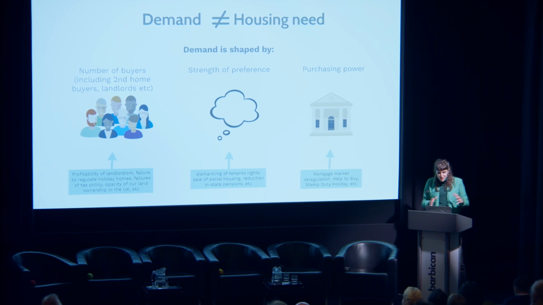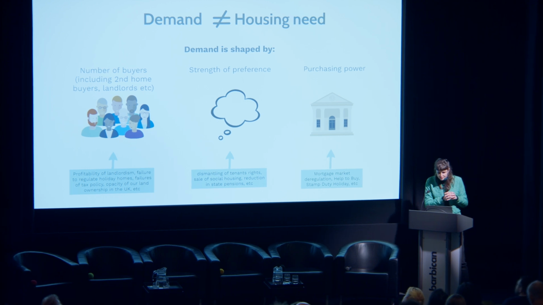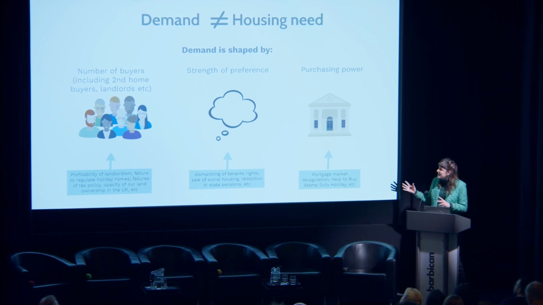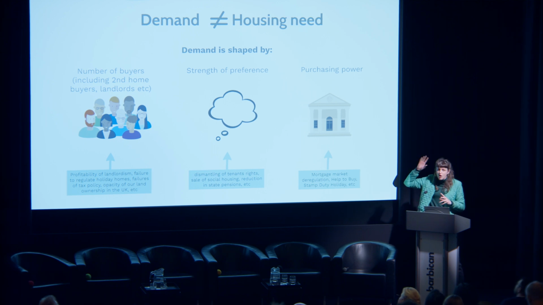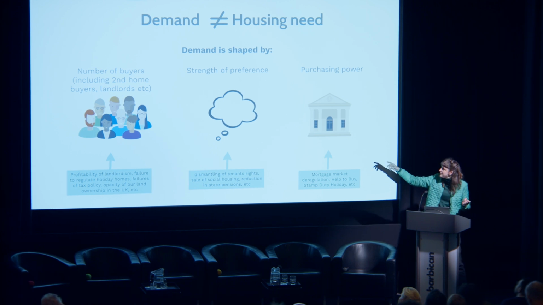So it's actually perfectly feasible for supply to keep up with housing need, but for supply to keep up with housing demand would take insane amounts of building that would have disastrous environmental consequences. So we need to look at what is fueling the really inflated and unsustainable levels of demand in the market at the moment. As I try and illustrate here, demand is shaped by the number of buyers, which includes people who want somewhere to live, but also second homeowners and landlords.